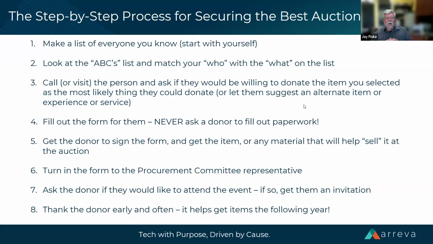And then thank them early and often. Thank them as soon as they give the donation, and then thank them right after the event, and make sure you thank them again when you start your process again next year, procurement all over again. It should be a continuum. People that donate one year will donate year after year after year if you treat them with respect and thank them early and often.